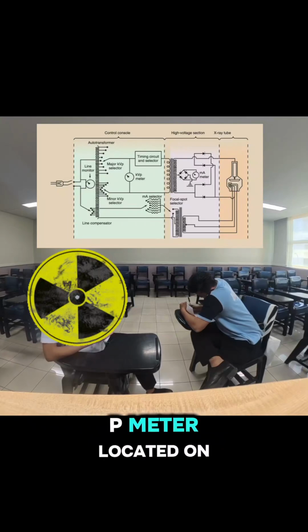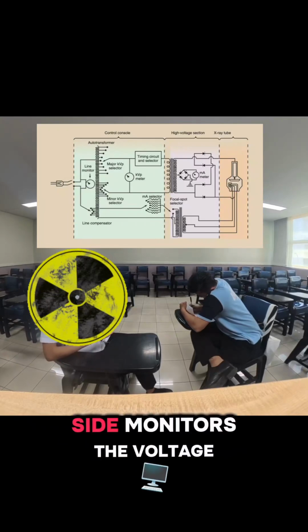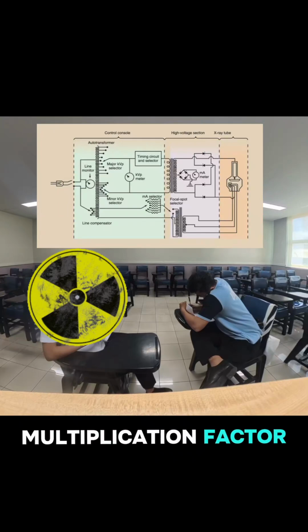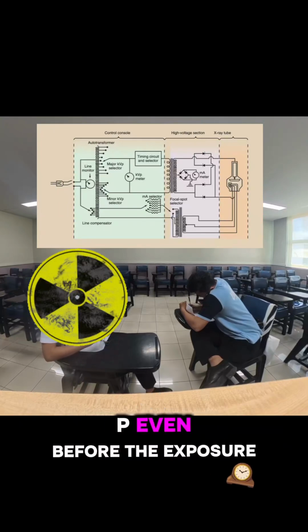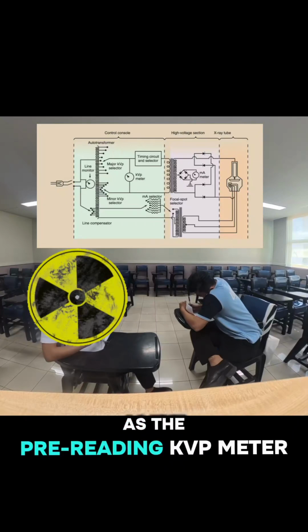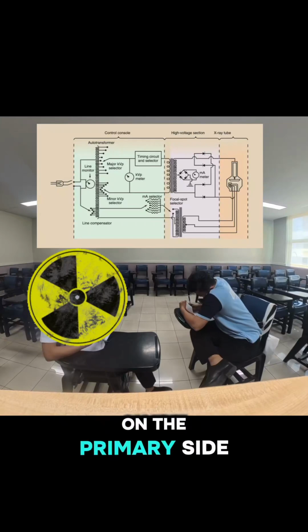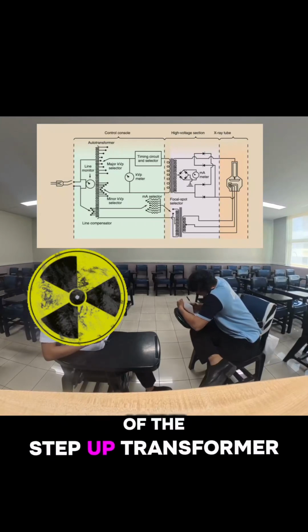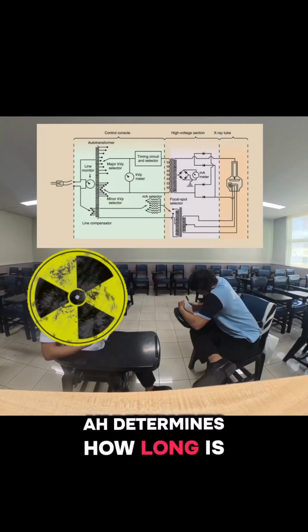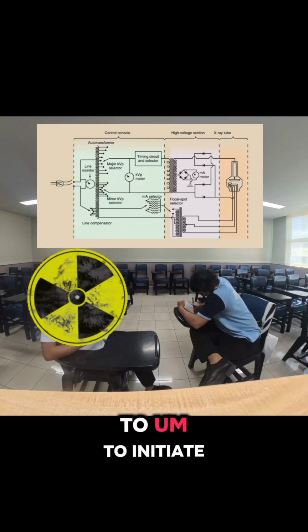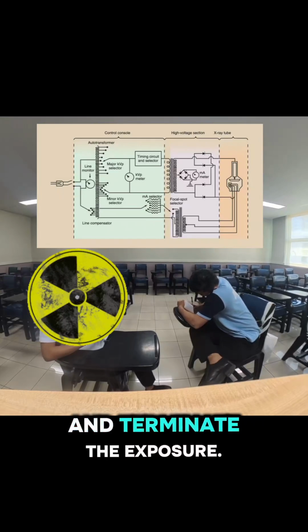The kVp meter, located on the low voltage primary side, monitors the voltage, and it uses a multiplication factor so that the meter shows the actual kVp even before the exposure, which is why it is also known as the pre-reading kVp meter. The exposure timer, located on the primary side of the step-up transformer, determines how long the exposure will last. It has the mechanism to initiate and terminate the exposure.